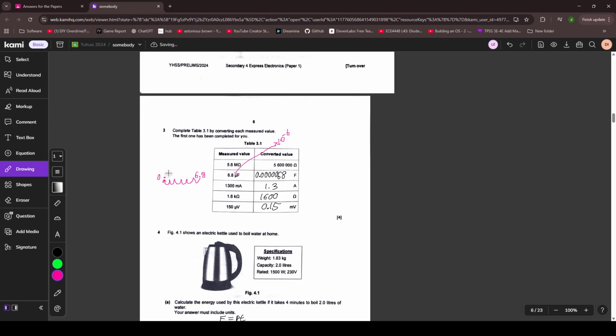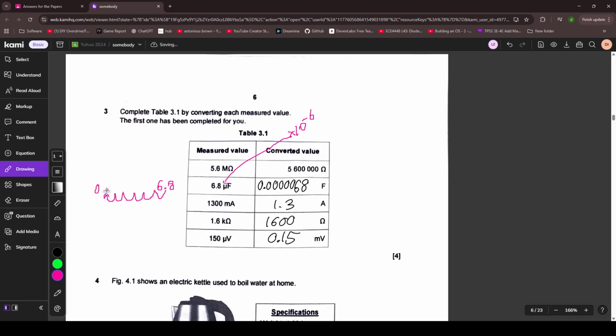Then this will be 0, and then each place here is going to be a 0. So 0.0000068. Yeah, and then the decimal point is here. So this is right.